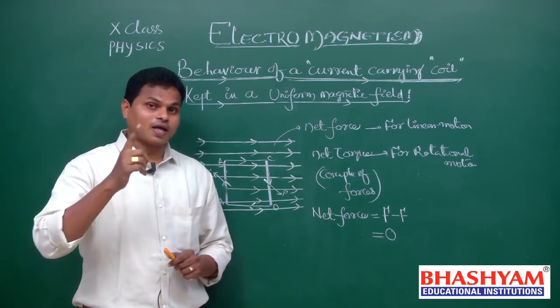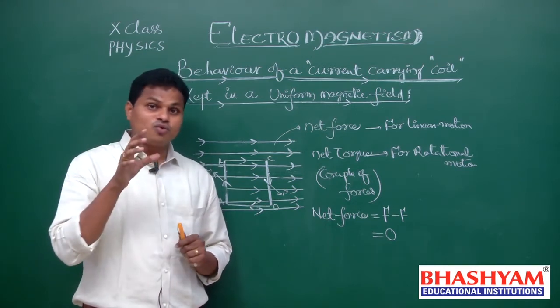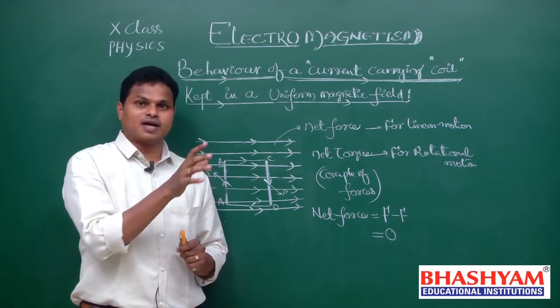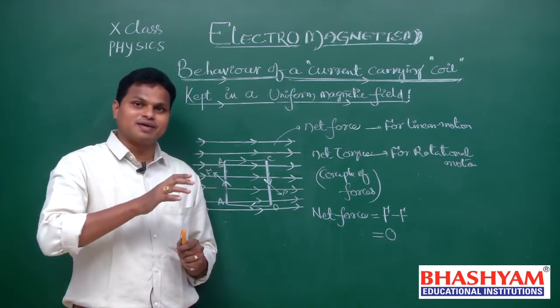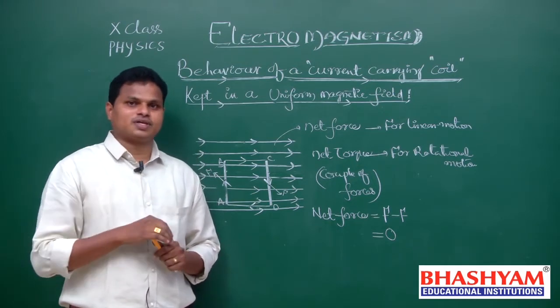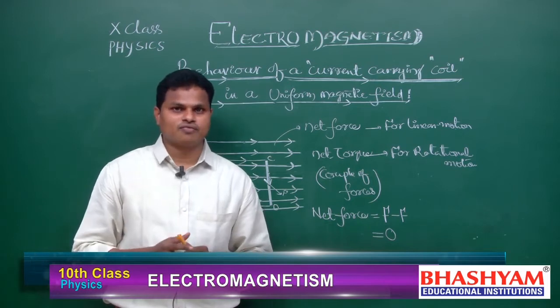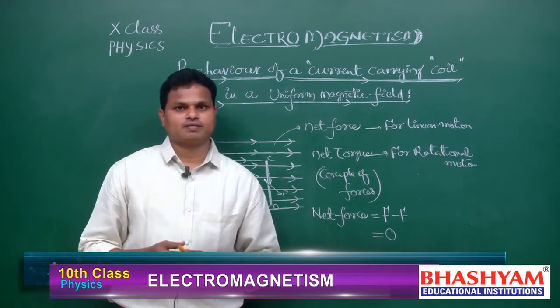When a current carrying wire is placed in the magnetic field, the wire moves, but when a current carrying coil is placed in the magnetic field, the coil will rotate. This concept is useful for understanding the working of the electric motor. Let us see.